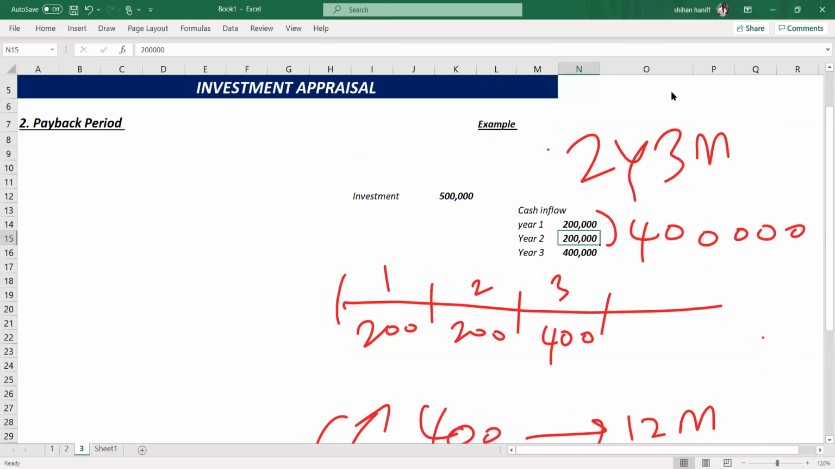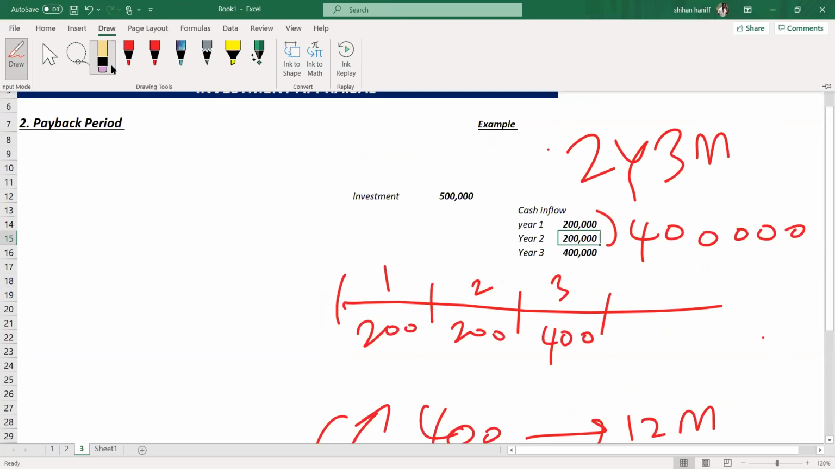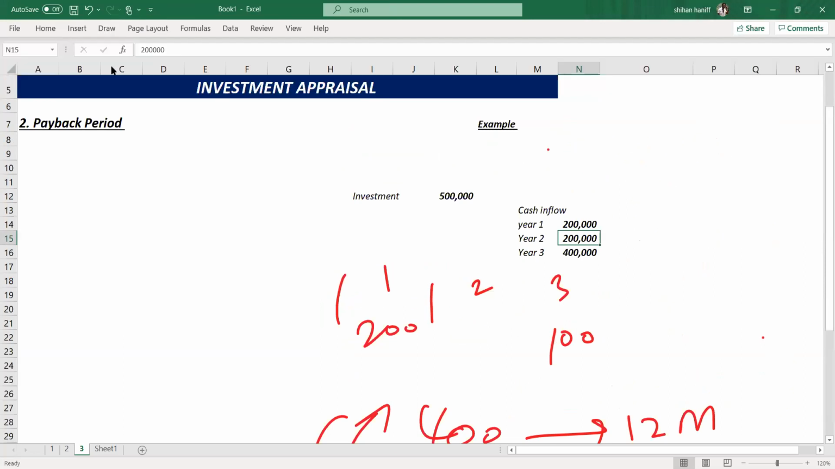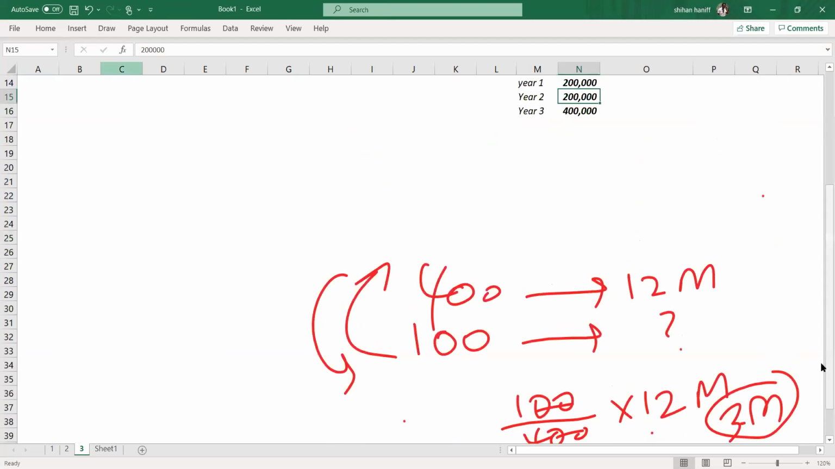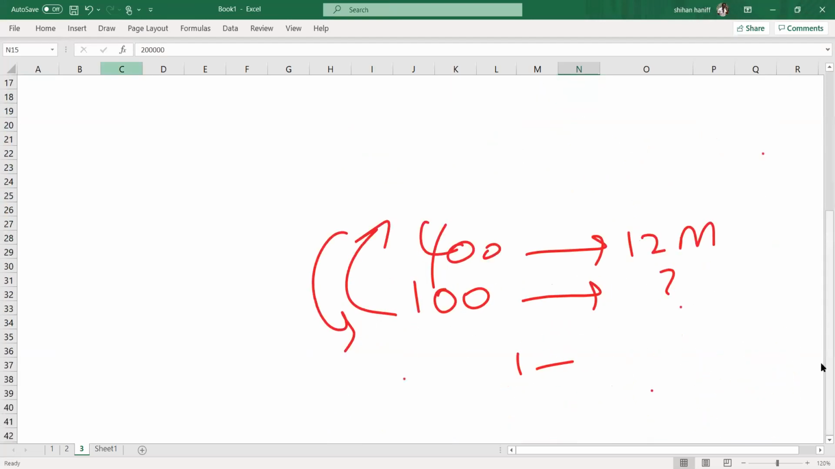So I hope now it's clear. Now let's write the note. Very simple. Understand the concept, then easily you can get marks.